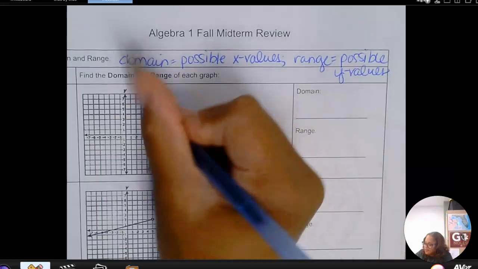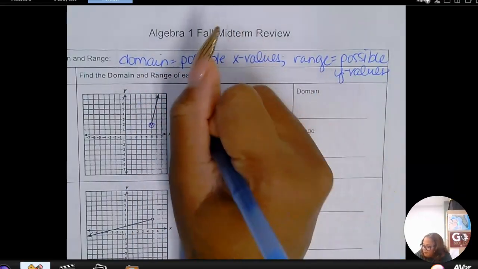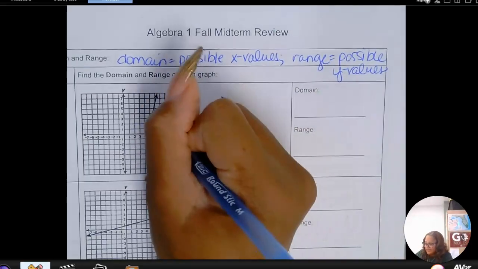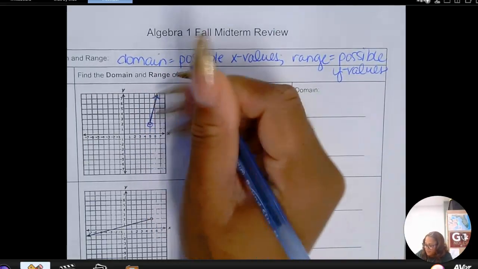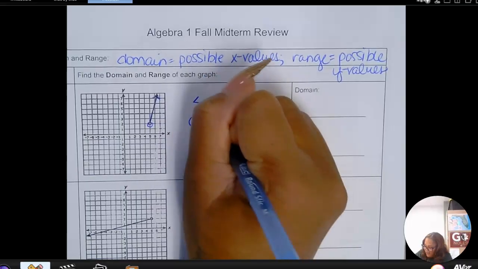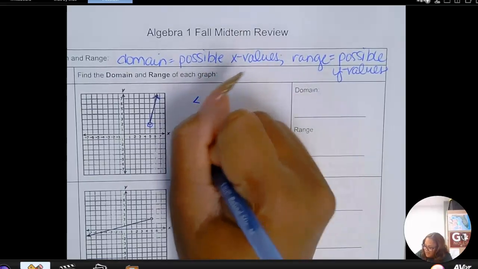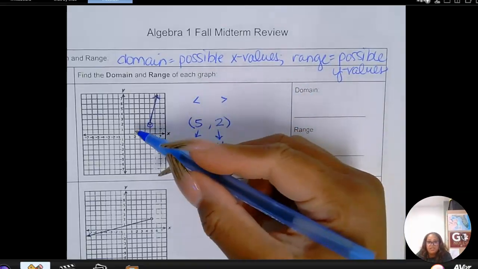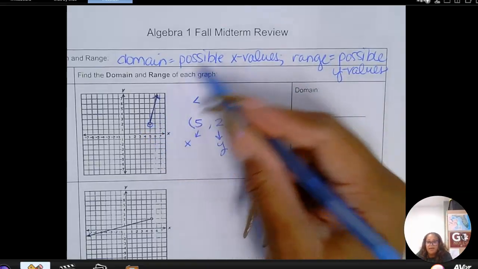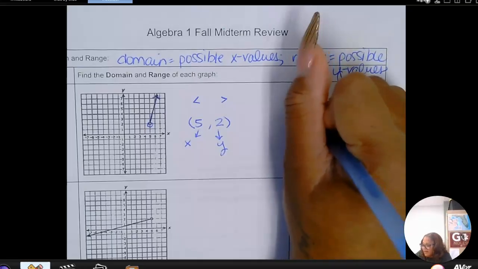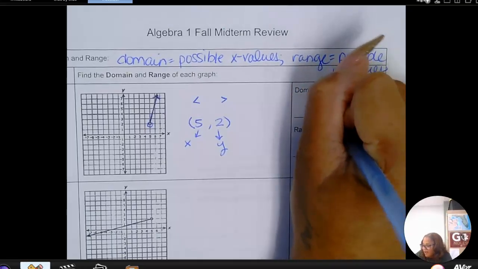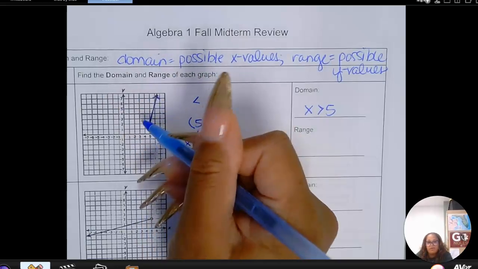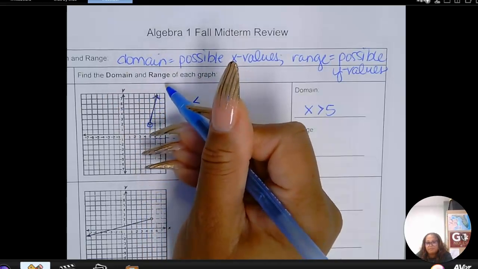According to this, there is an open circle, so I will be using either the less than or greater than symbol. And it is increasing from this ordered pair 5, 2. So this is my x value, this is my y value. So for my domain, it is going up from x. So we will say that x is greater than 5. It can be 6, 7, 8, 9, and so on. The arrow means it continues forever.